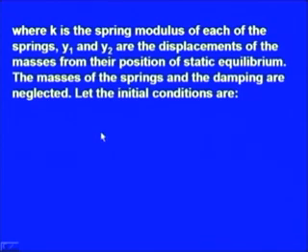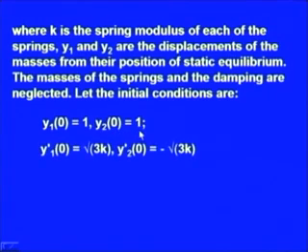So, the initial conditions here are: at t equal to 0, y1 is equal to 1, and at t equal to 0, y2 is equal to 1. At t equal to 0, dy1/dt is equal to root 3k, and dy2/dt is equal to minus root 3k.